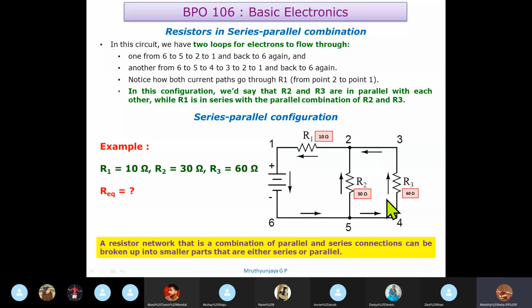How do we do it? We convert this particular combination of these two parallel resistors to a single resistor by applying the parallel combination equation. And then we apply the series combination equation to the equivalent of this resistor in series with this resistor. R1 plus R equivalent. This R equivalent will be the parallel combination of R2 and R3. That is how we apply.